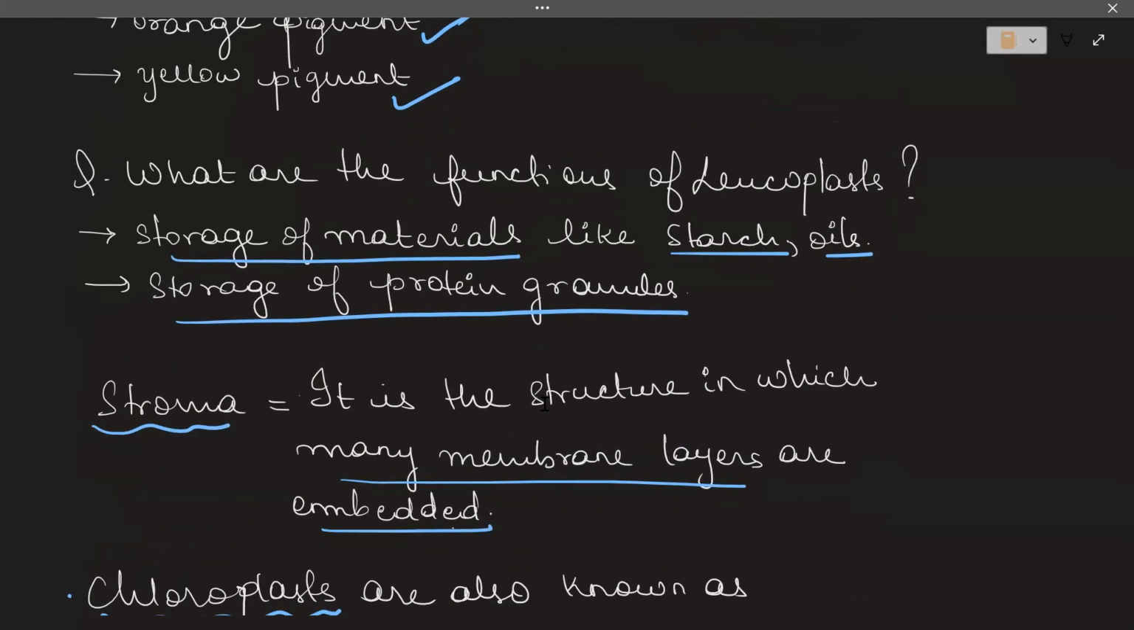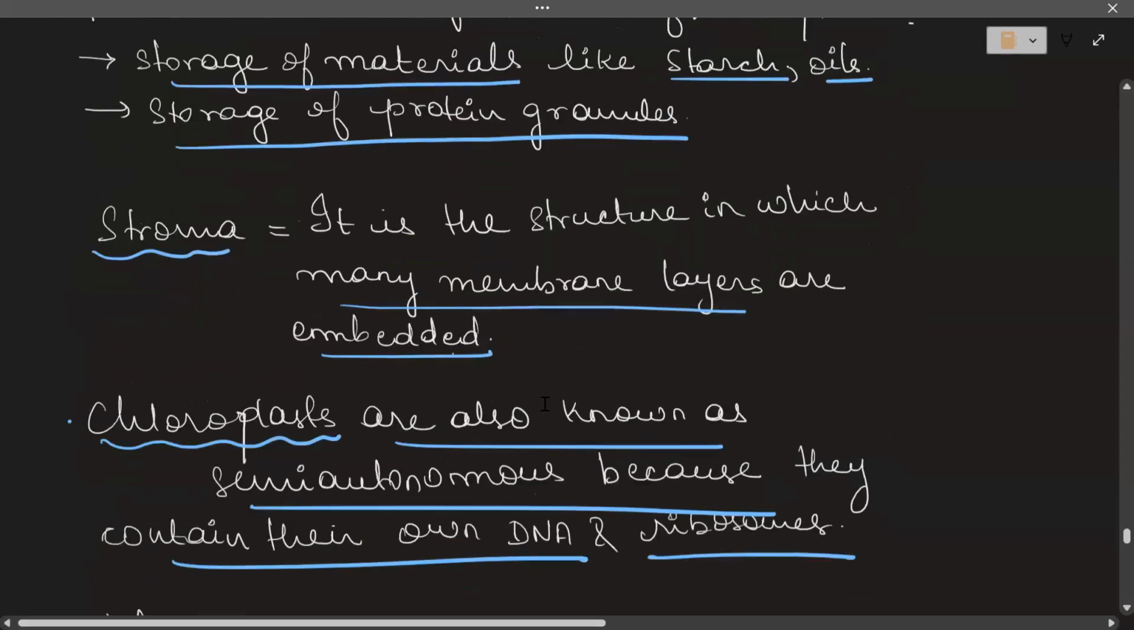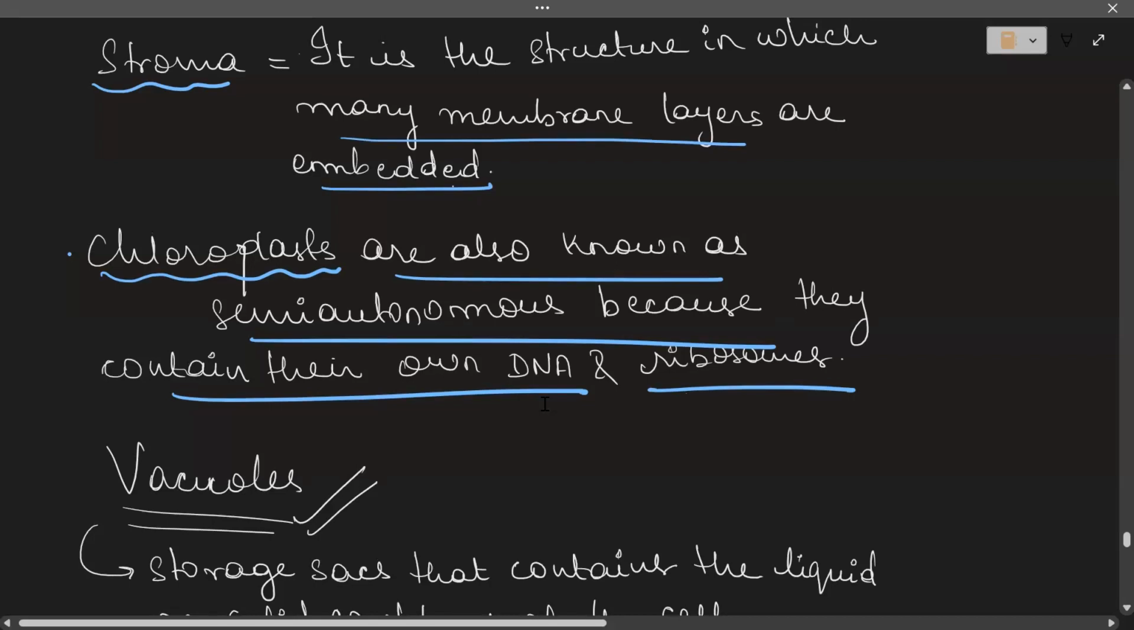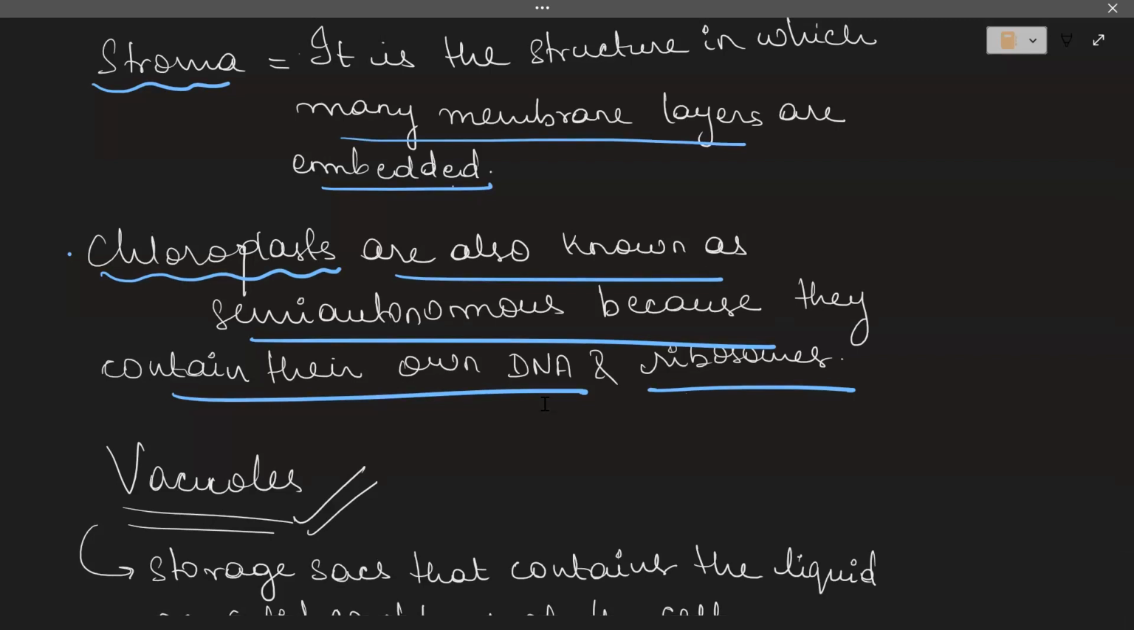Now, inside the plastid or inside the chloroplast, there is a region known as stroma, and many membrane layers are embedded here. Chloroplasts are also known as semi-autonomous, just like mitochondria. Why? Because they contain their own DNA and their own ribosomes, so they can replicate on their own if they want to do so.